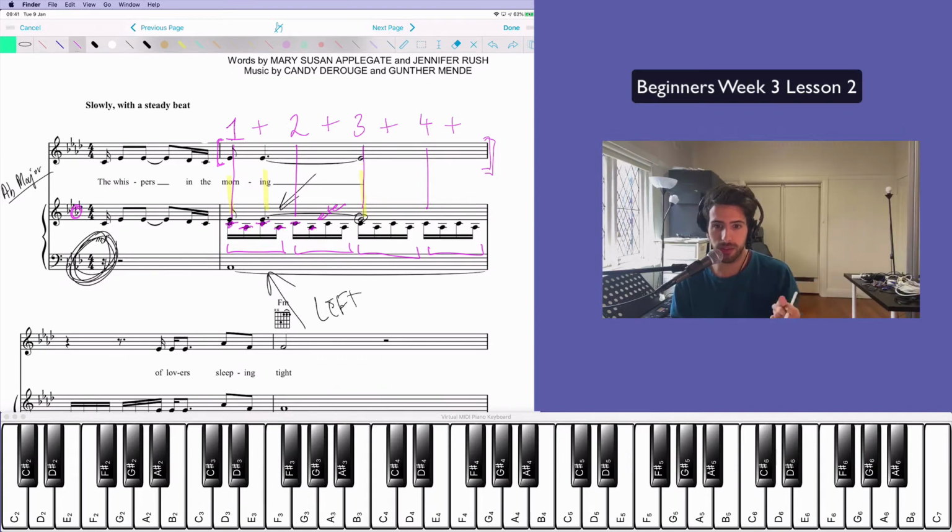So 1 and 2 and 3 and 4 and. Meanwhile, whilst this is 1 and 2 and, the accompaniment is going chica chica chica chica, 1 and 2 and 3 and 4 and. So now I've subdivided into quavers. I see that the first note lasts for 1 quaver.